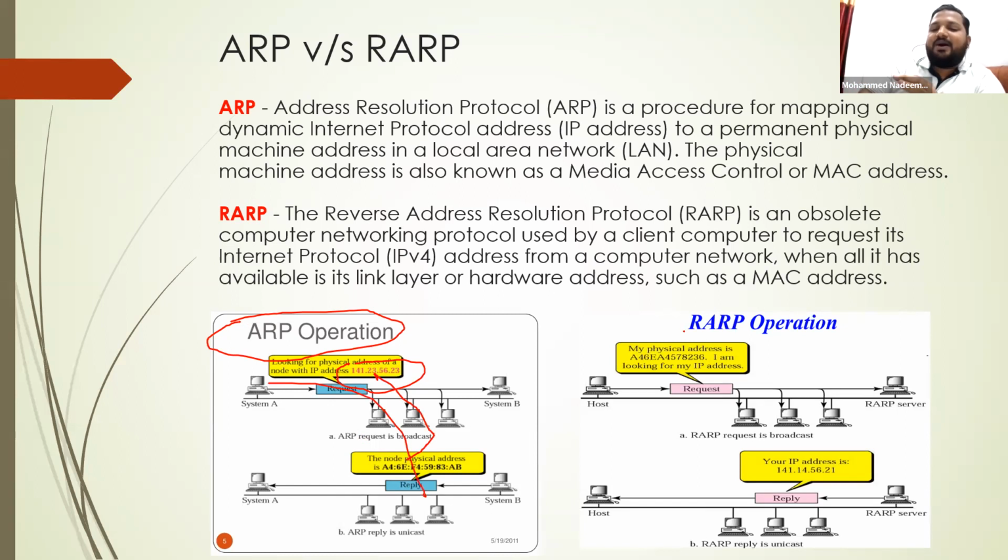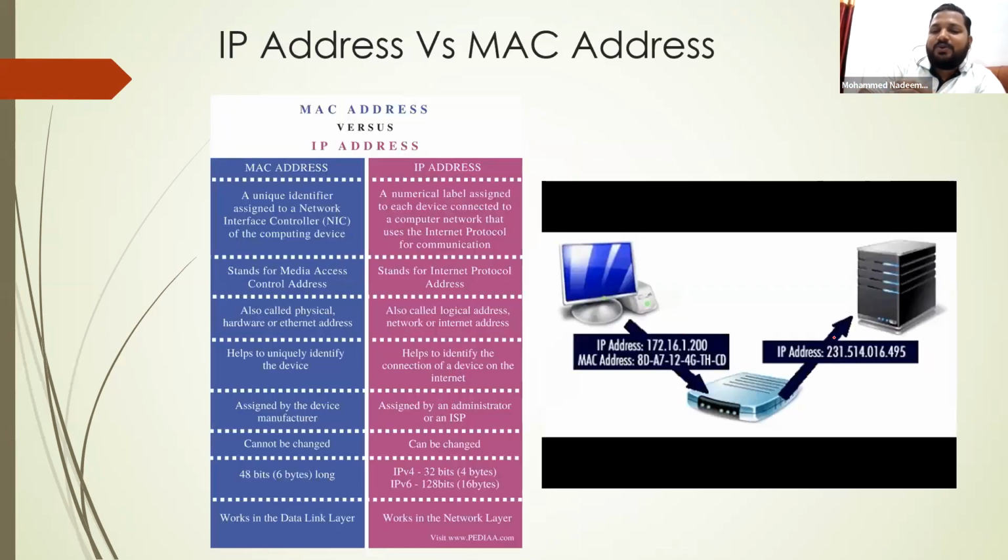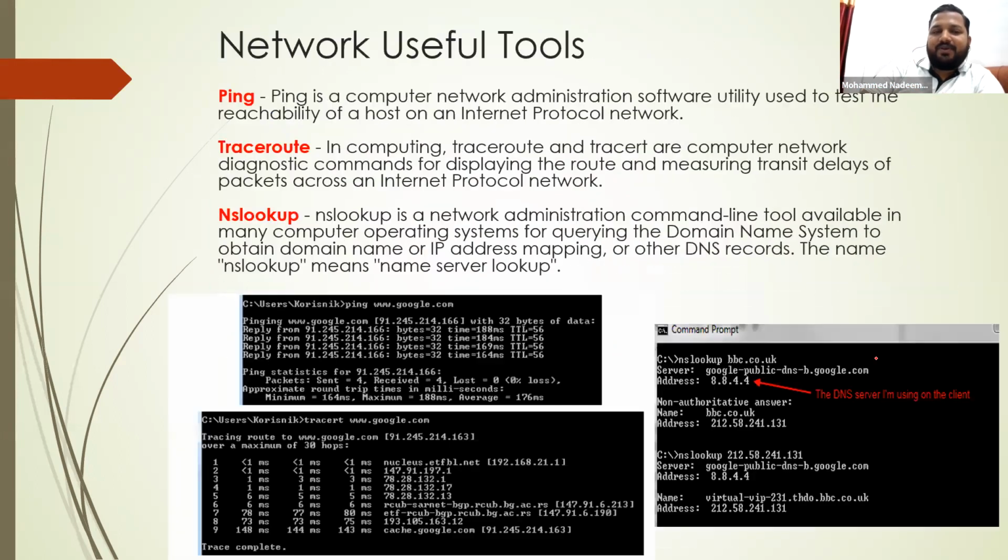Reverse ARP is for when a machine knows the MAC address and is looking for the IP address, so it will do a reverse ARP to get the IP address. So the moral of the story is that you both should know the MAC address and the IP address of each other. Then only will the communication happen. Okay, so this is very important.